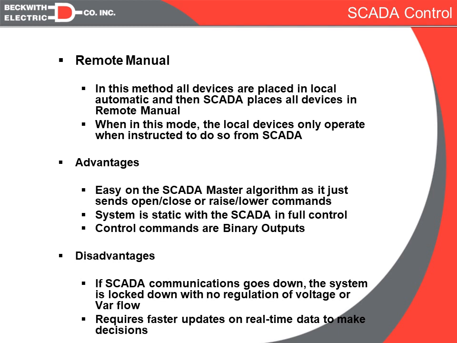The disadvantage of this type of system is if we lose communications, then our controls are in remote manual and they're not taking any action. So if the SCADA system were to go down or the communication system were to go down, we would have either small pockets or possibly our entire system not have any voltage regulation until SCADA came back up. The other disadvantage is typically to make these decisions, the algorithm needs to have the data updated much quicker than the second method we're going to talk about.